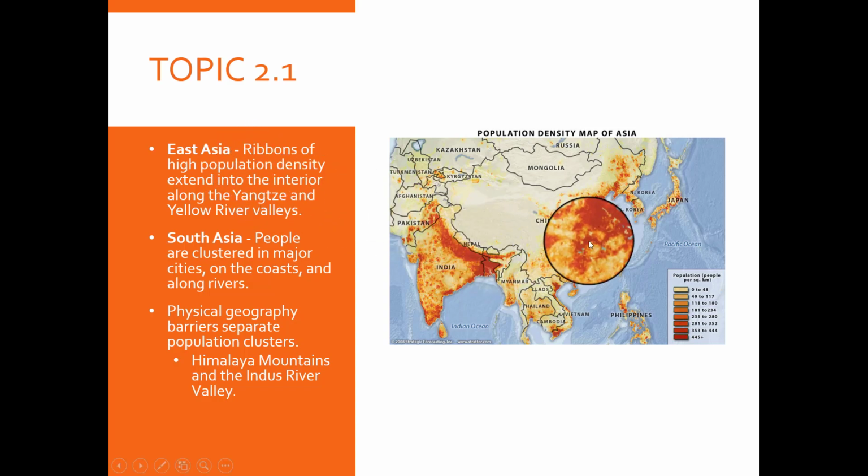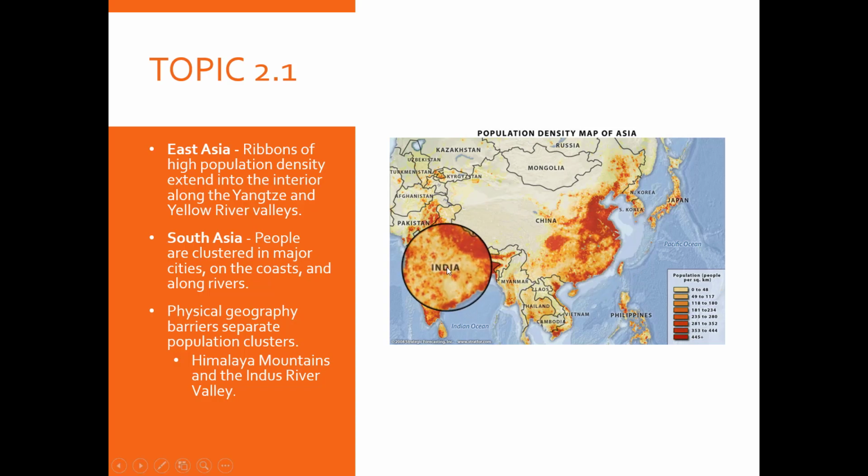So in East Asia, here we have the Yangtze River and the Yellow River that help to provide water and food, right? In South Asia, which is India and so forth, people clustered around major cities, around the coast, and along the rivers so that they can get food.